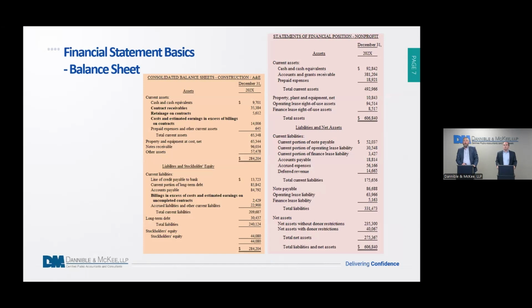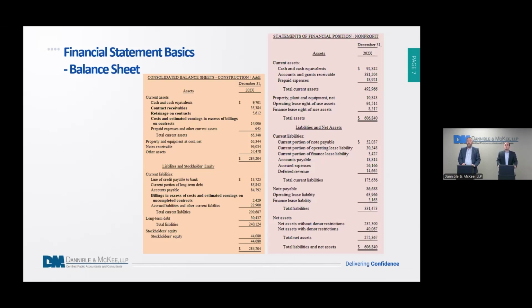Next, balance sheet, construction and A&E entities. You will see retainages on contracts, costs and estimated earnings. And then in the liability section, there's billings and excess. So those are really the only differences between all the different financial balance sheets.